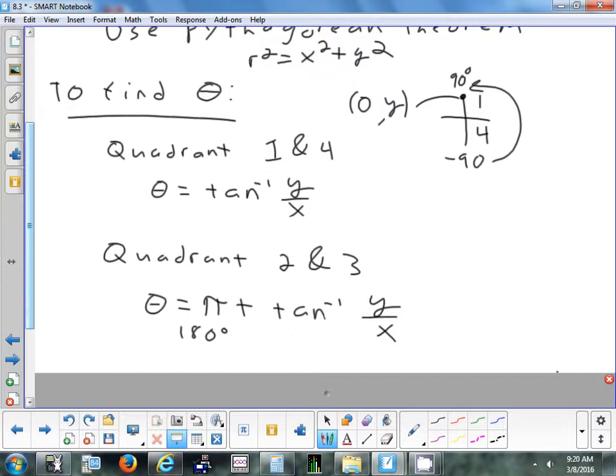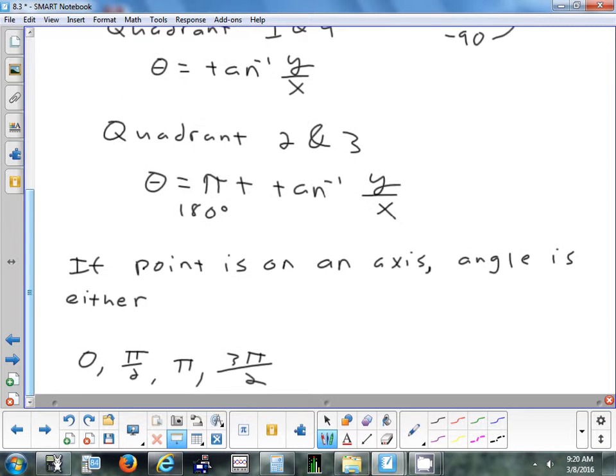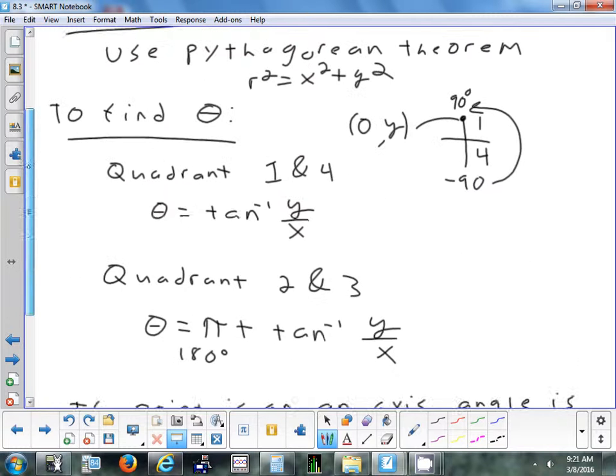Okay? So these formulas don't work when you're on an axis. When you're on an axis, you just have to know you have 4 choices. If you're on the positive x-axis, it's 0. If you're on the positive y-axis, it's 90. If you're on the negative x-axis, it's 180. And if you're on the negative y-axis, it's 270. Okay, you just have to memorize 0, 90, 180, and 270. That would be your angle. That's how you would find theta.